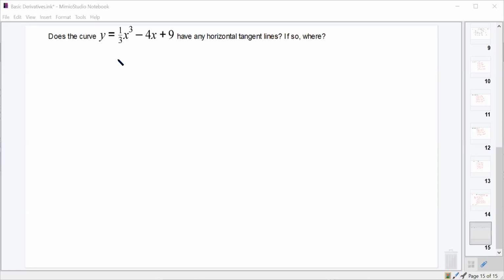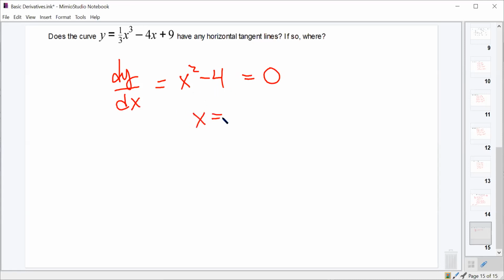All right, so what did you get for your derivative? X squared minus 4. Good. And we should set it equal to 0 because we're looking for horizontal tangent lines. And we're going to do that a ton more times this year. We're going to set things equal to 0 for horizontal tangent lines and solve. And solving that gives you x equals what? Plus or minus 2.